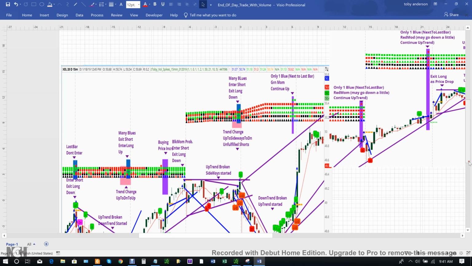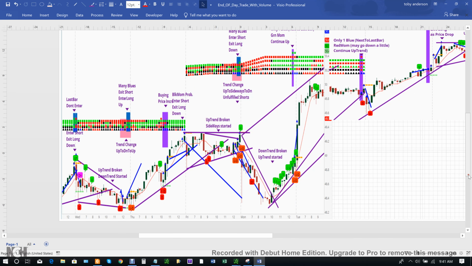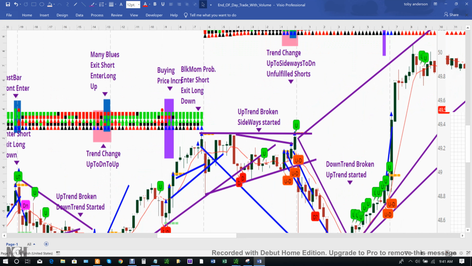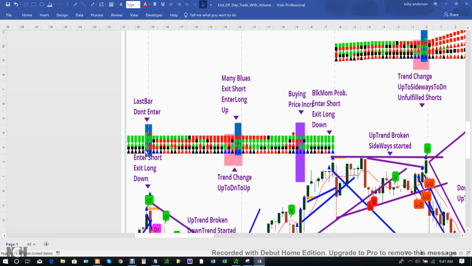Let me talk about the blue volume indicators. You have to understand how to use those. I'm going to define two situations, or three situations. If there's just one blue candle before the end of the day, and that's all there is, don't trade. Don't enter. There's just not enough data to enter the trade or exit the trade.